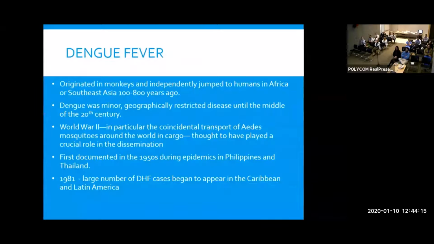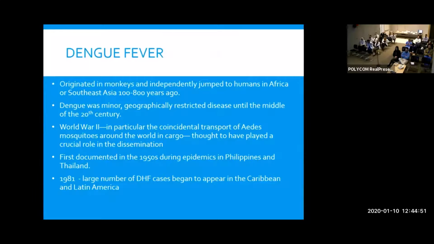So dengue is actually, the history is interesting. It originated in monkeys, and then eventually went over to humans. It used to be a minor, very geographically restricted disease up until the mid-20th century. After World War II, it's thought that the war played a crucial role in disseminating dengue.